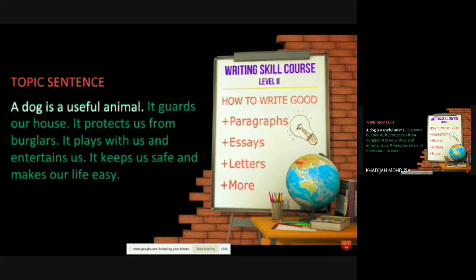Yes. It protects us from burglars. Does this sentence support that the dog is a useful animal? Yes, of course. It plays with us and entertains us. Does it support that a dog is a useful animal? Yes, of course again. It keeps us safe and makes our life easy. This sentence too supports the topic sentence. So, a good paragraph must have a topic sentence that controls the other sentences.